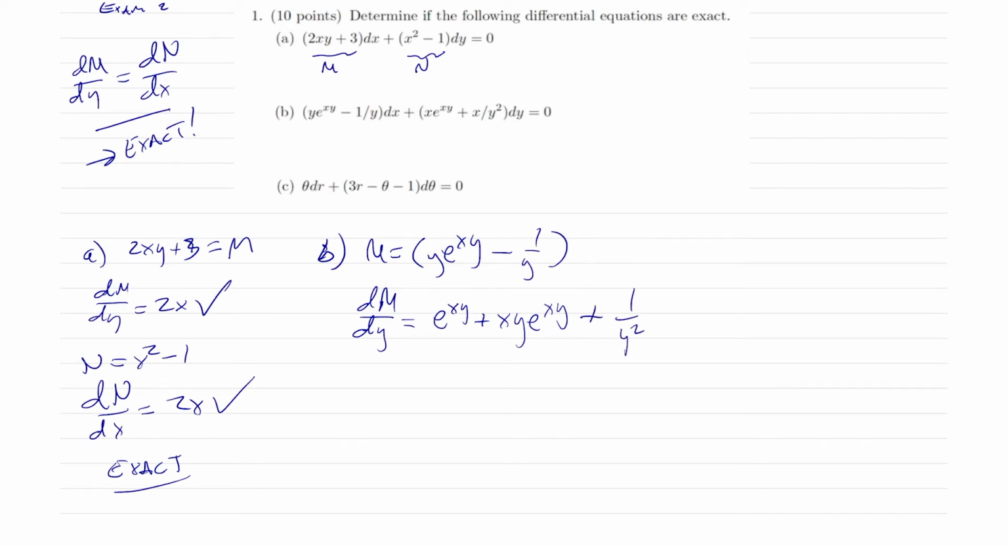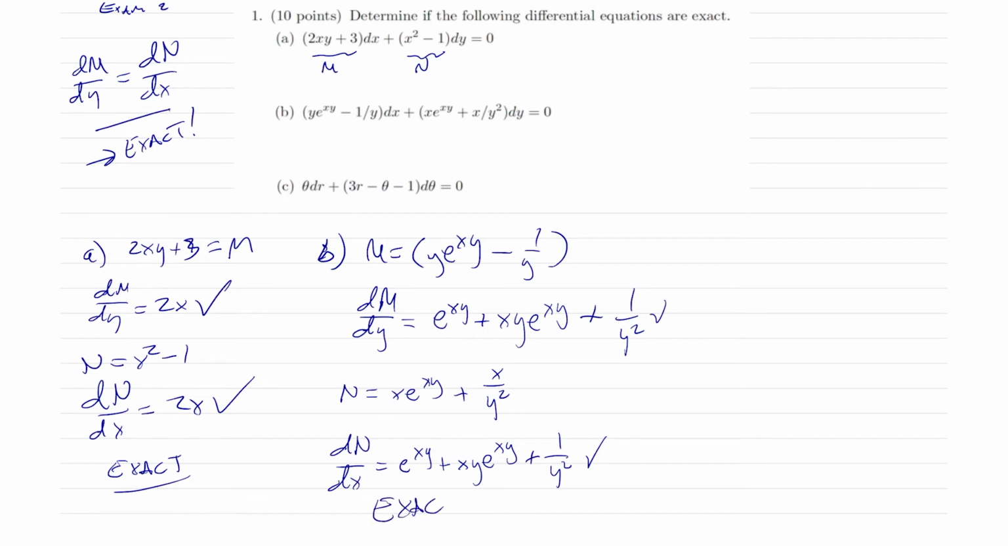All right, now let's take a look at N. N is equal to x e to the xy plus x over y squared. dN by dx, again by the product rule, is e to the xy plus xy e to the xy, and then plus 1 over y squared. So check and check. So this is exact.